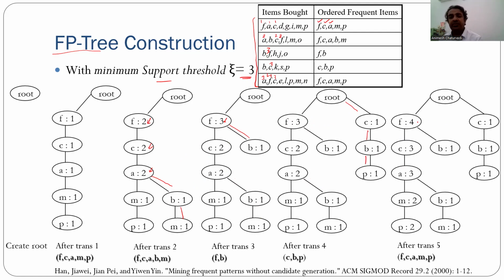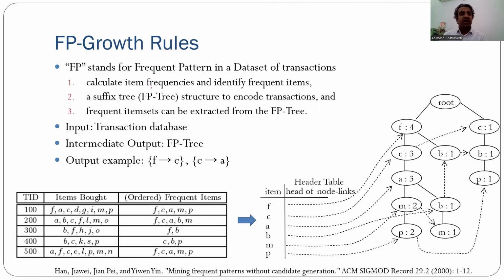Then for the fifth transaction, F is incremented by 1 and becomes 4, C is incremented by 1 and becomes 3, and A, M, and P are each incremented by 3. So we have created the FP tree by calculating the frequency of each item set and encoding it as a tree. Frequent items can be extracted from the FP tree, and from these transactions we can create rules like F implies C, C implies A, and so on.